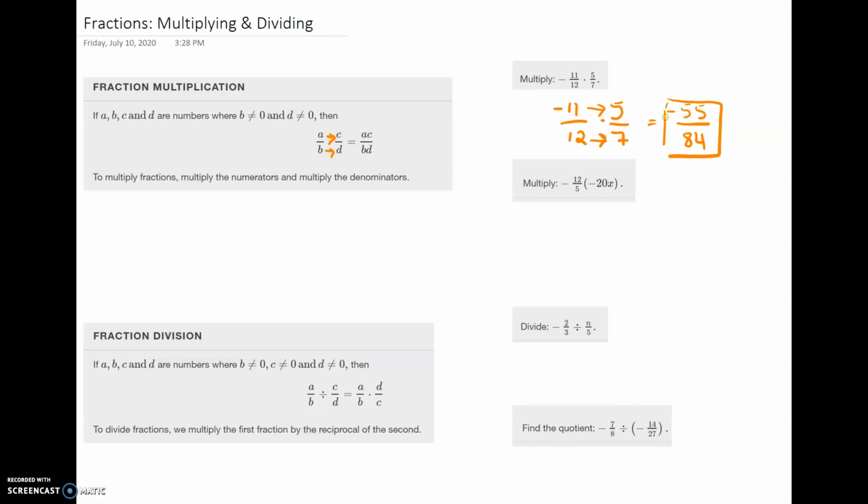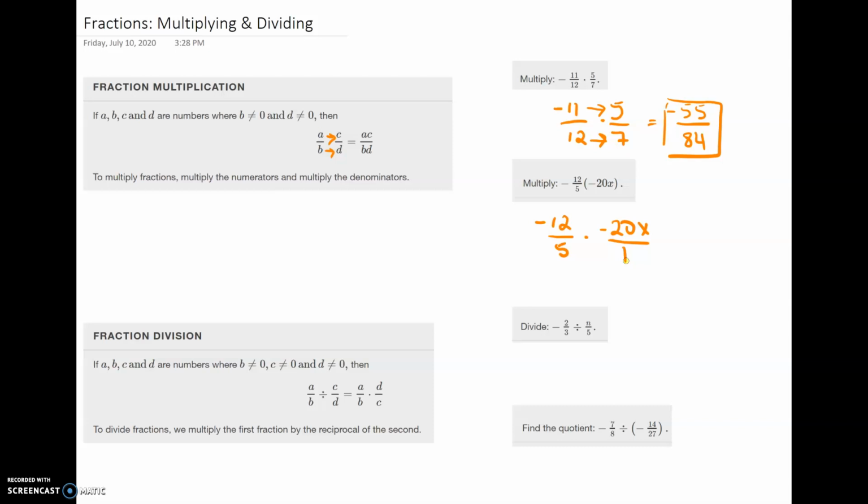Now the second example is a fraction, and then I'm multiplying it by just negative 20 over x, which I can rewrite again as a fraction. And again, I'm going to assign both negatives to the numerator. So I'm going to rewrite this as negative 12 over 5 times negative 20x over 1. Okay, so you can always rewrite something as a fraction by putting it over 1. Now, here you can, again, multiply top with top, bottom with bottom.